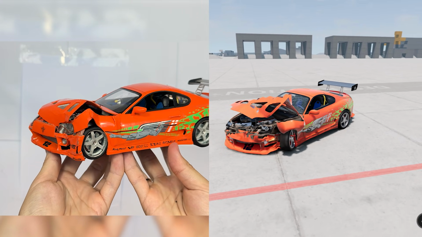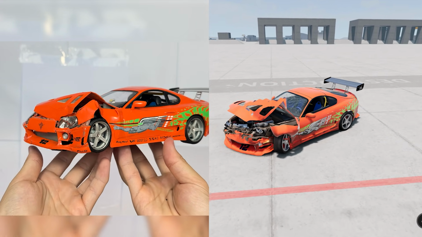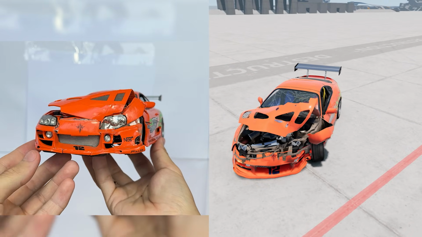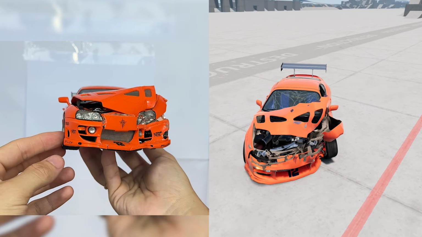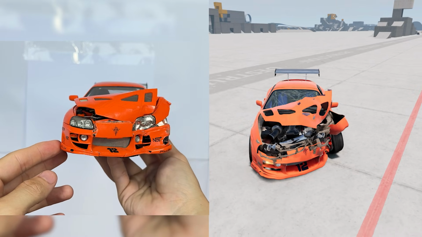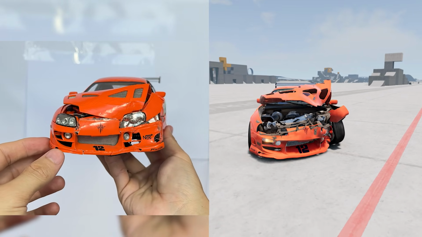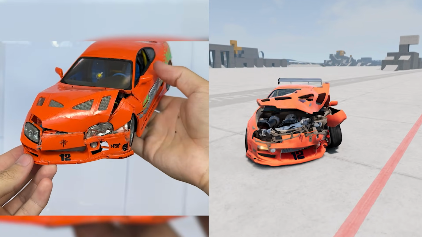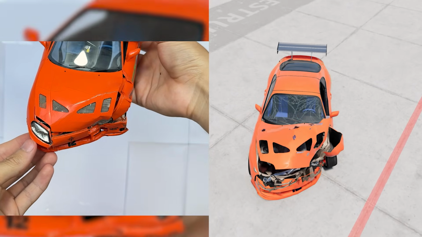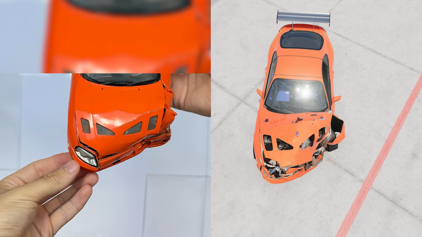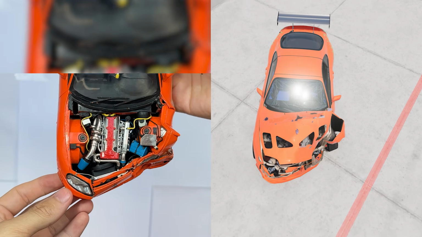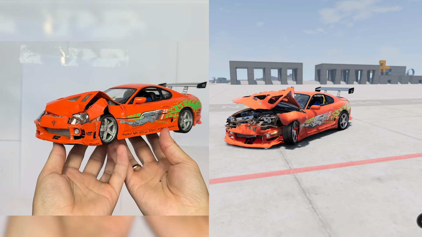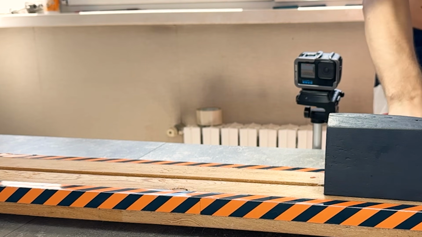Also, on the plasticine version, the degree of damage looks more natural because of the cracks and dents. There are no scratches or cracks in the game, and the body parts stick out through other parts. The damage on the plasticine turned out to be very similar as in BeamNG Drive, and they look realistic and natural. I like that I managed to make a model that crashes realistically. It's a pity that it's only disposable. Now, let's move on to the next head-on collision.